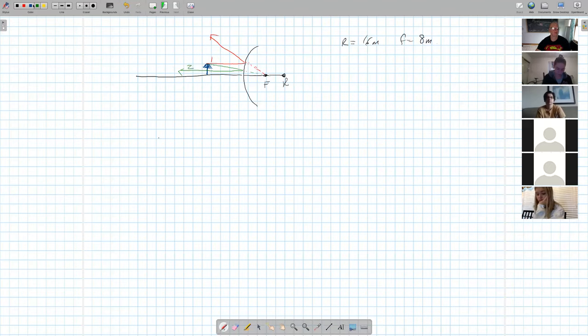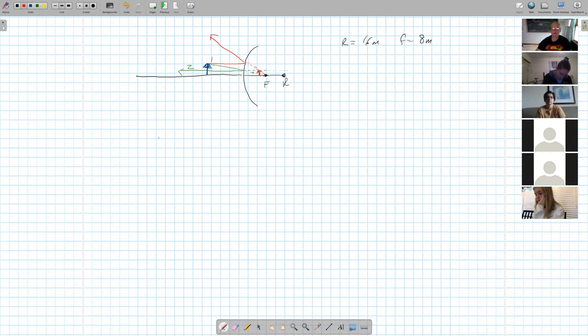Again, our eye is going to ray trace this backwards. So it's going to follow as if it came from a straight line going this way. So I ray trace this line backwards, the parallel line backwards, and where those two intersect is the location of our image. So this is my image location.